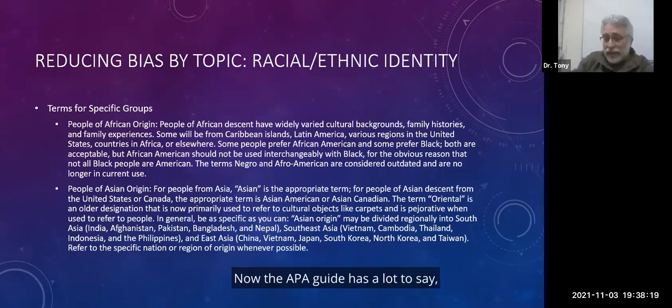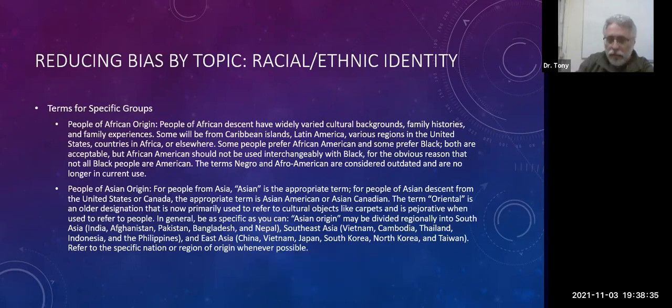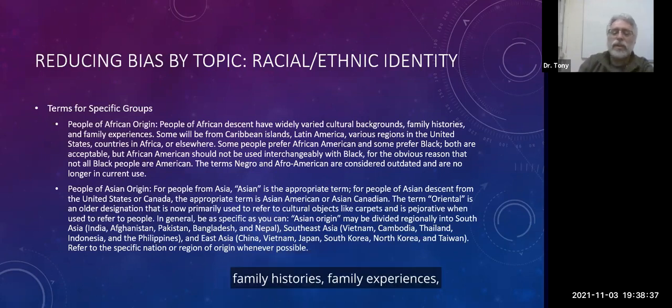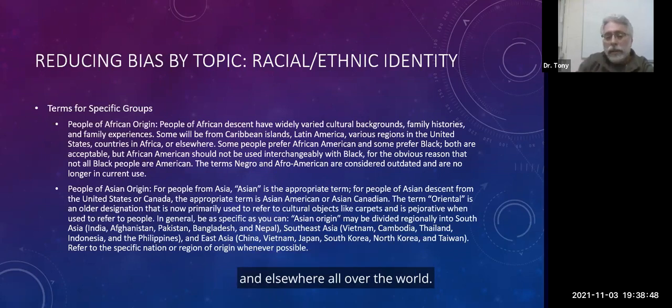Now, the APA guide has a lot to say, as you can see here, about specific groups and how to refer to them. I don't know that I have to read through all of this specifically, but you'll get an idea of what we're talking about. It begins with people who have come from African origin. They have widely varied cultural backgrounds, family histories, and family experiences, and they come from different places: the Caribbean islands, Latin America, various parts of the United States, countries in Africa, and elsewhere all over the world. So there are a variety of different terms that we use to discuss these particular groups of people.